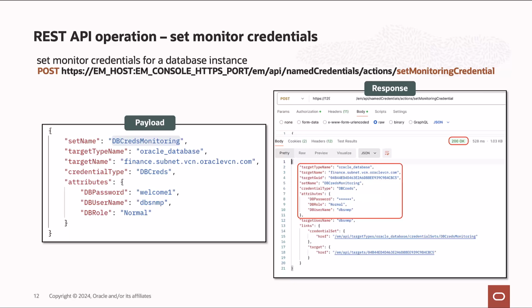Here, we will set new monitoring credentials for a database target using a post operation. The request payload specifies the details for the monitoring credential, and upon successful execution, a response with the status code 200 confirms that the monitoring credential has been set for the target database.